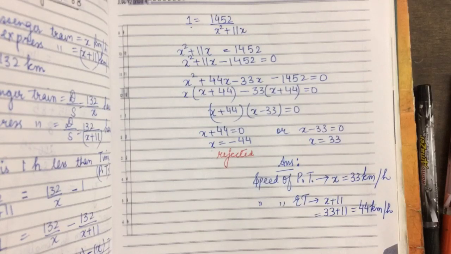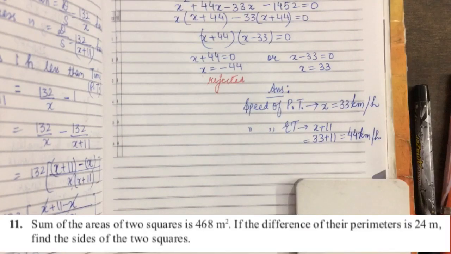Let us take a look at question number 11. The sum of the areas of two squares is 468 meters square. If the difference of their perimeters is 24 meters, find the sides of the two squares.